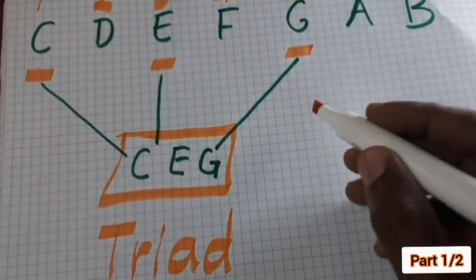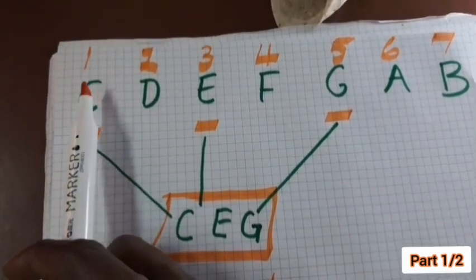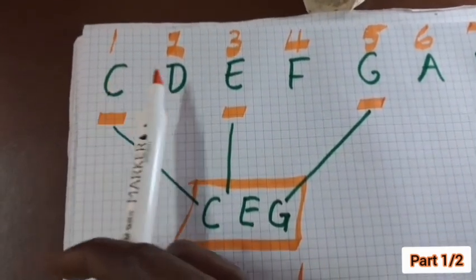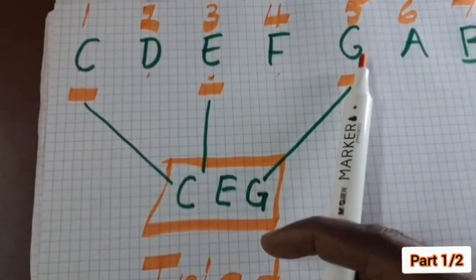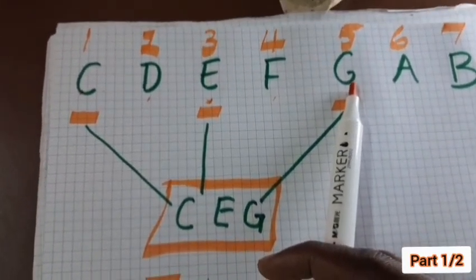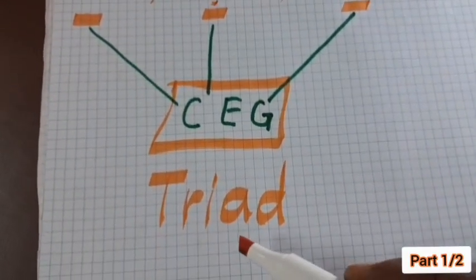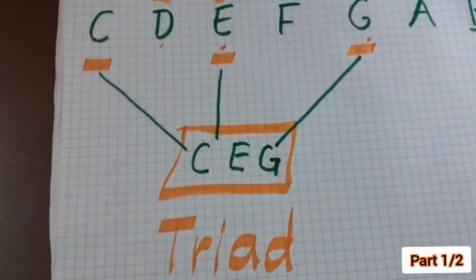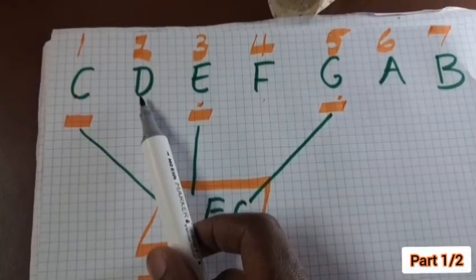It's a combination of three notes where the first one is the first, you skip, the third one is the third, you skip, and the fifth one is the fifth. So these three notes make up the triad. Triads are normally three notes. Okay, using this formula, what is the triad of D?